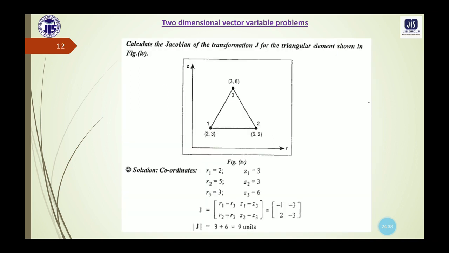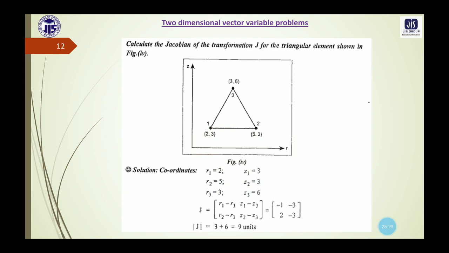Now there is one small problem: calculate the Jacobian of the transformation J for the triangular element shown in this figure. You can see one triangular element is shown and the coordinates are given. For node 1 we have R1 is 2 and Z1 is 3. For node 2, R2 is 5 and Z2 is 3. And for node 3, R3 is 3 and Z3 is 6. So these are the coordinates for the three nodes of this triangular element.